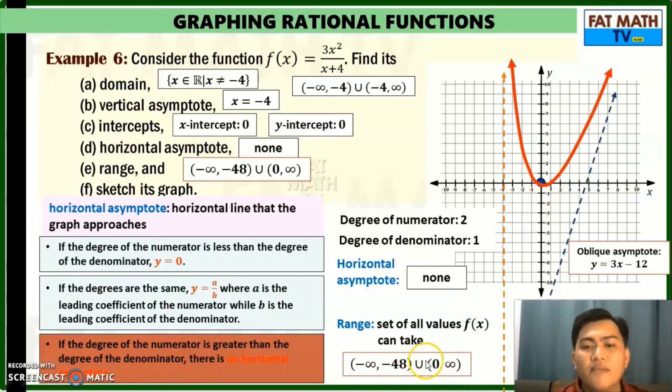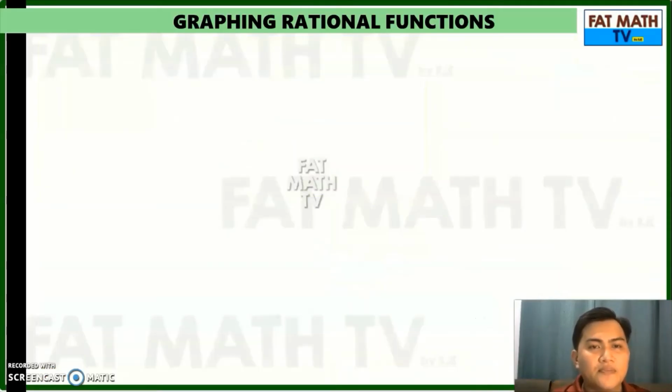And you can identify the range and the graph of this function in basic calculus, if you analyze the signs of the derivatives and identify the critical numbers. So that's it for example number 6.